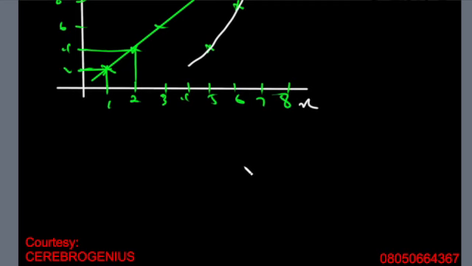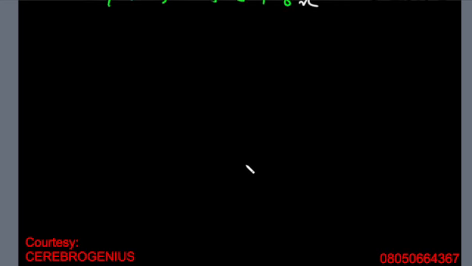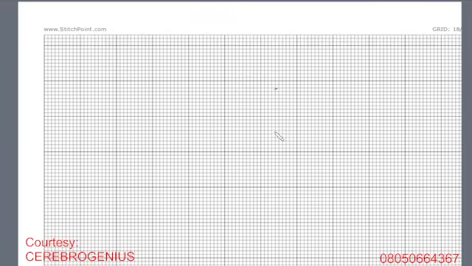Now let's talk about some of the properties of a straight line. A straight line is always going to have a slope, and it's also going to have an intercept. Now this is a typical graph paper. So let's assume that this is my y axis and this is my x axis.